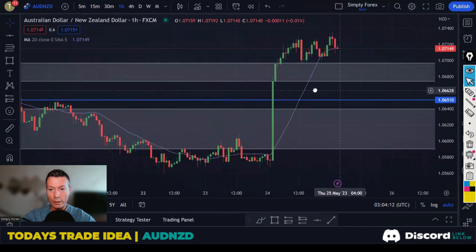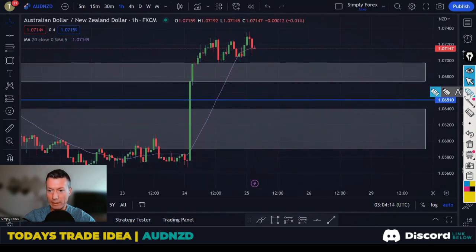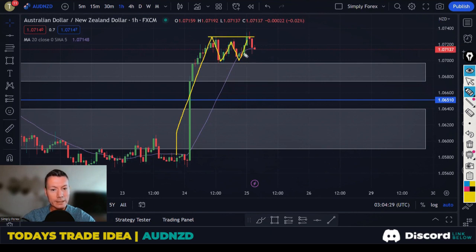All I'd wait for is a break in this structure. This is one of my A1 prime time trades, setup, should I say. So price is coming up. It's not really making higher highs. You can see price is stuttering at this level. And then all I want to see is a break of these lows, guys. Once I get a break of these lows, I will start shorting this pair.